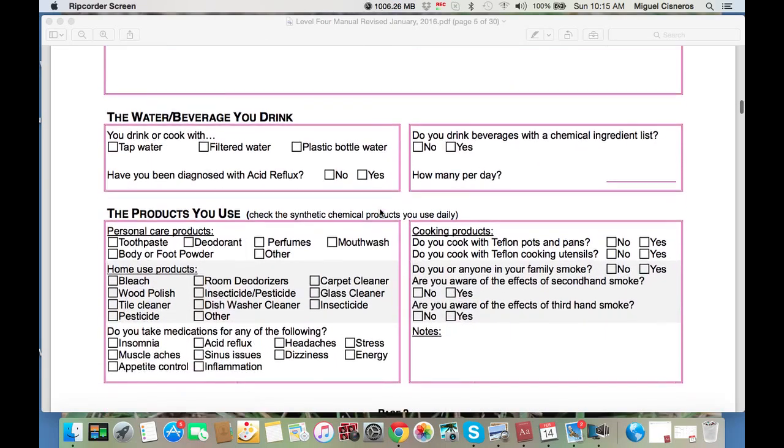Let's look now at the water and the beverages that you drink. Do you drink or cook with tap water, filter water, or plastic water? Obviously, tap water has close to 700 chemicals that they need to put in that tap water, but you need to take out. One of them is fluoride, which is definitely a carcinogen. There's no doubt. There's enough science there to convince anyone.